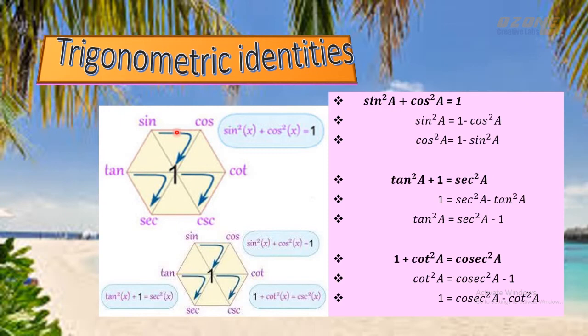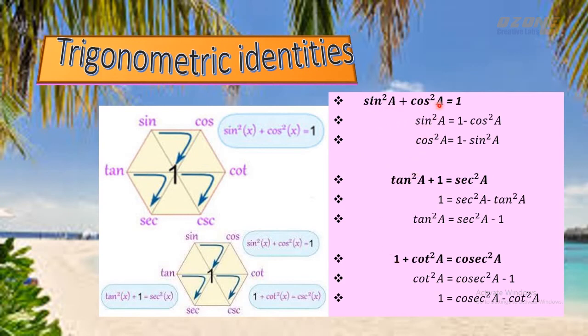Now we'll create the formula like this. Sine square A plus cos square A will give 1. From the starting point of the arrow, we'll take it as sine square A plus cos square A equal to 1. In the same way, tan square A plus 1 equal to sec square A. And one more, 1 plus cot square A equal to cosec square A. So we got the trigonometric identities. These three are the trigonometric identities. From that we can create some more formulas also.